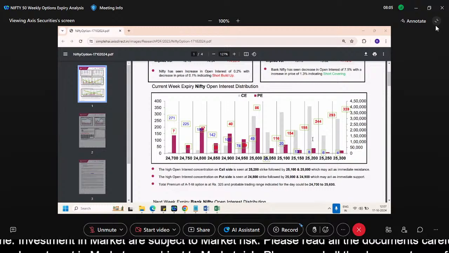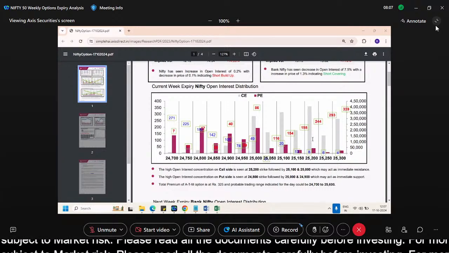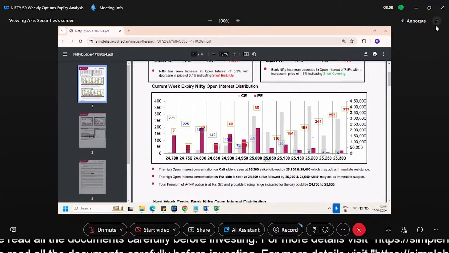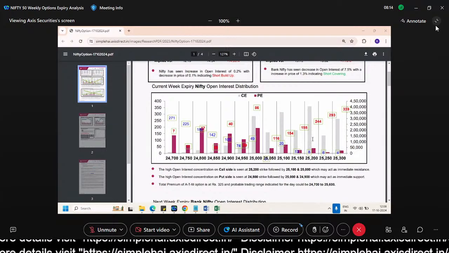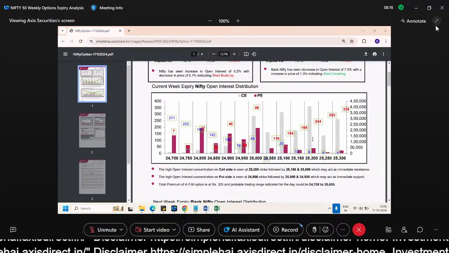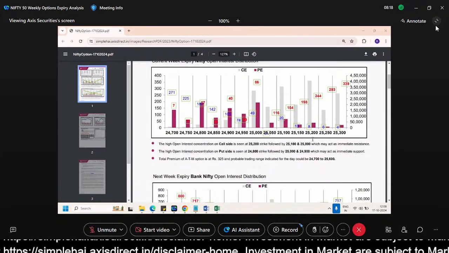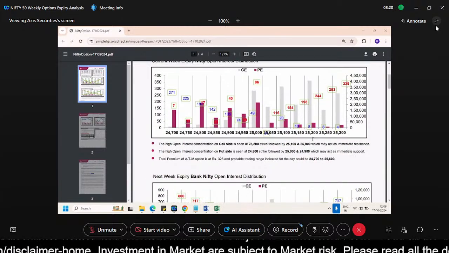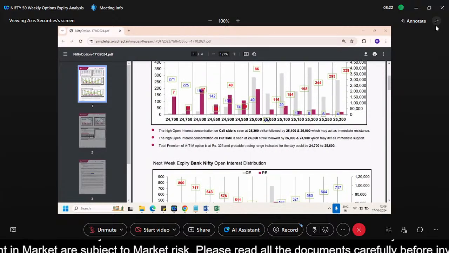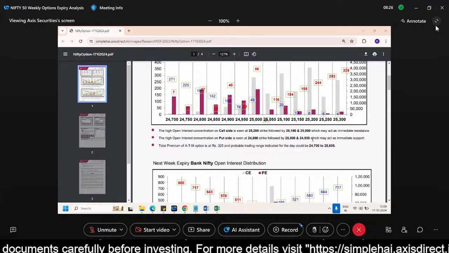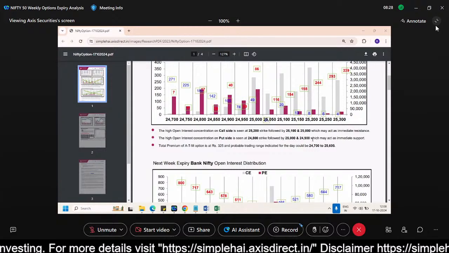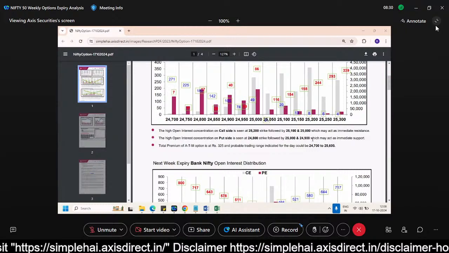Now talking about the Nifty 50 open interest distribution, the highest OI on the call side is seen at the 25,200 strike, followed by 25,100 and 25,000, which may act as immediate resistance. On the support side, the highest OI concentration on the put side is seen at the 24,800 strike, followed by 25,000 and 24,900.